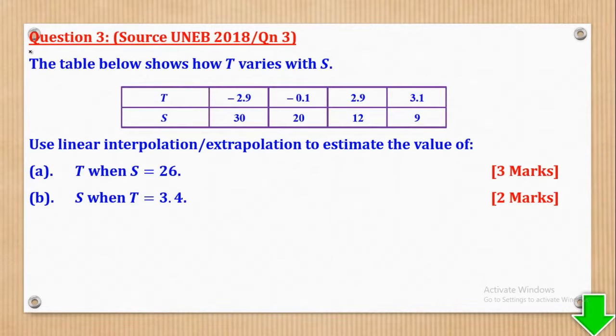So that was question 2. Now we shall go to question 3, which came from UNEB 2018 paper 2 question 3, and says the table below shows how t varies with s. So this is t, this is s. Use linear interpolation or extrapolation to estimate the value of t when s is 26. When s is 26, 26 is between this and this. Therefore, we are going to extract out these values and come up with what is required. When you do that, this is what you're going to get.